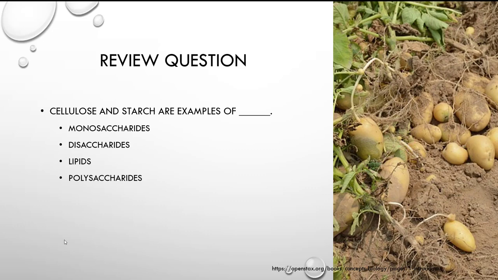Here's another question. Cellulose and starch are examples of, are they monosaccharides, disaccharides, lipids, or polysaccharides? If you chose polysaccharides, I would agree with you. Remember, polysaccharides are many sugars, in this case, many glucoses stuck together with covalent bonds. And cellulose is what makes up the cell walls of our plant cells. And then the starch is a glucose storage within, in this case, the potato plant.